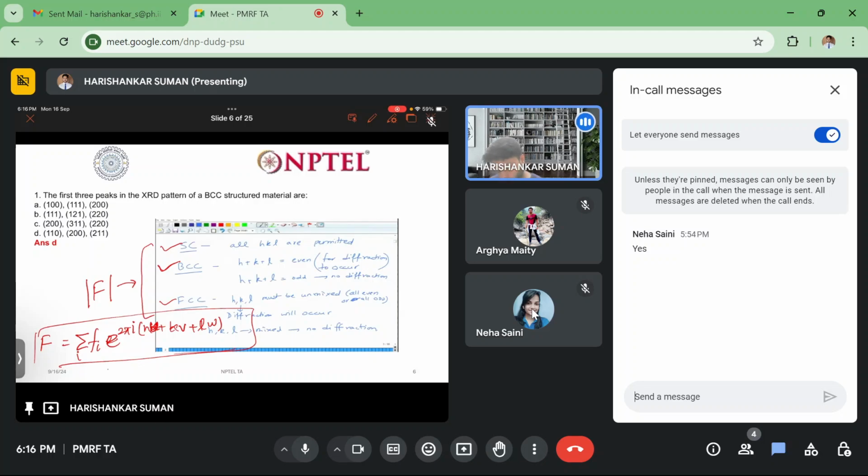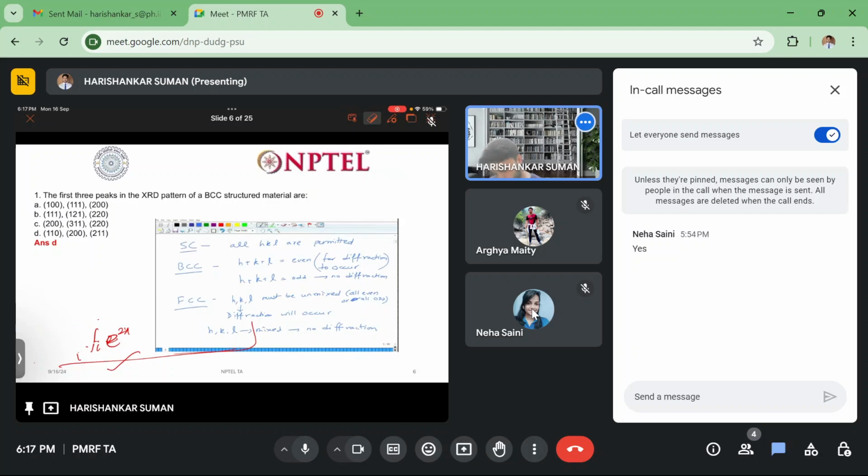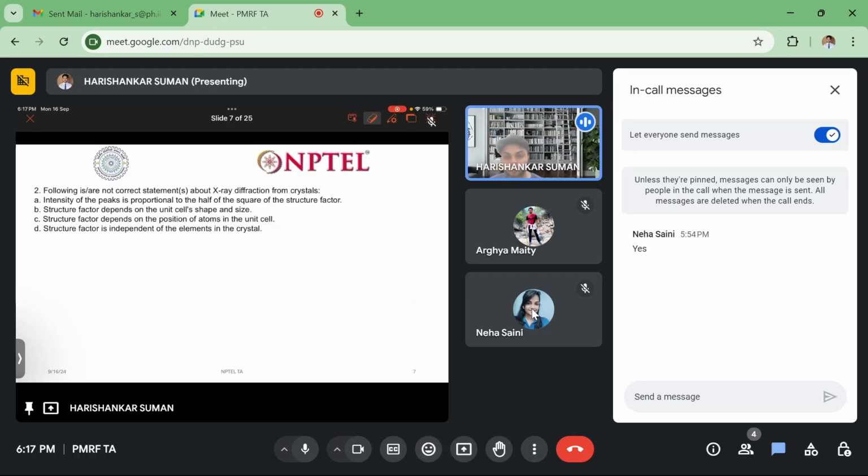Okay, so apply this formula, you will get these conditions. So I think it is clear to you. Now, second question.